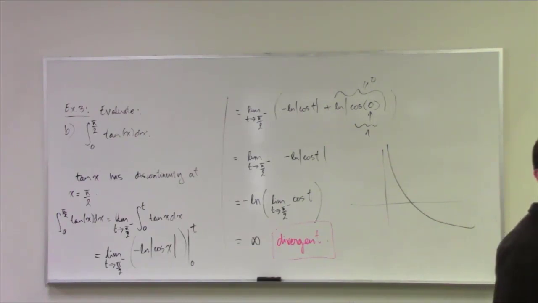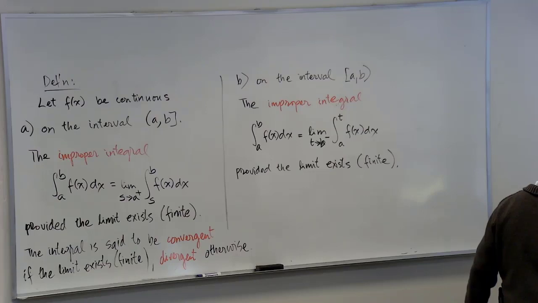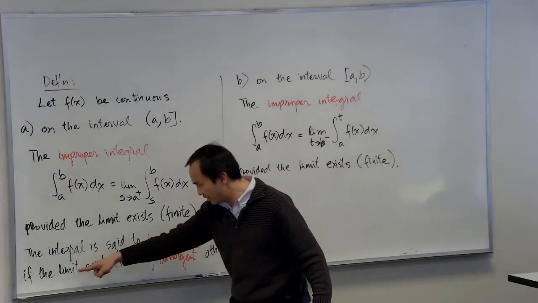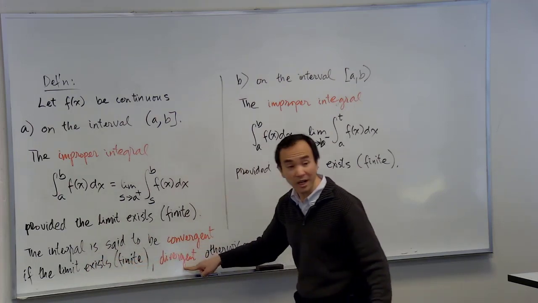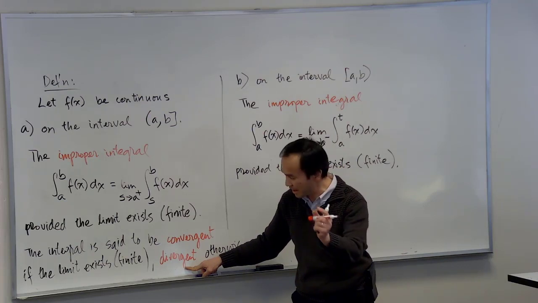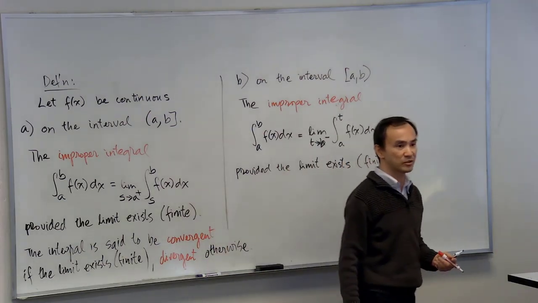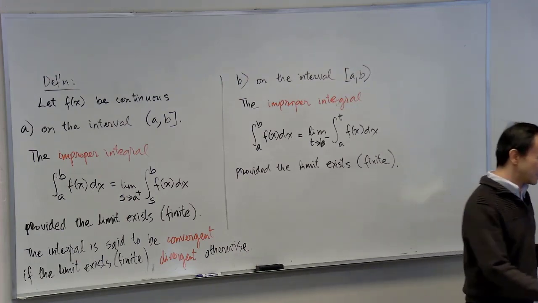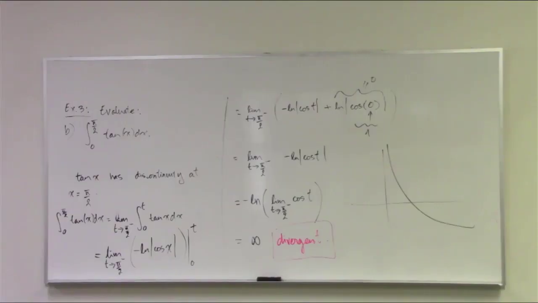So that's consistent with the definition right here: anytime the integral is said to be convergent, the limit exists as a finite number. Otherwise, in our case right here, it didn't exist as a finite number. The limit came out as an infinite limit, so our integral here is actually a divergent integral. Okay, and so let's look at another one.